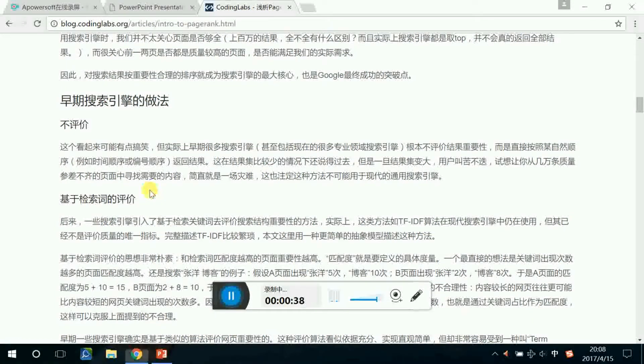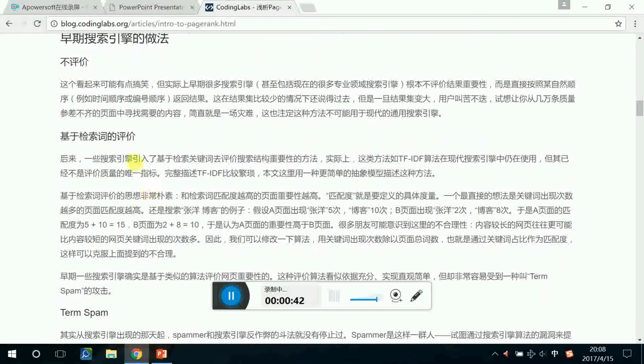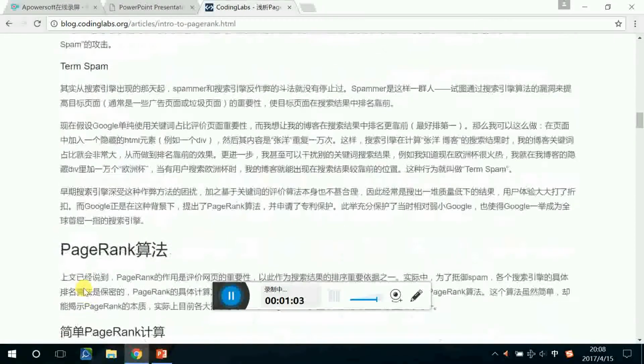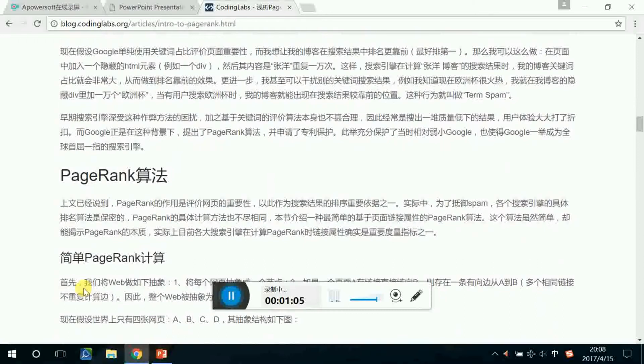Then there's an evaluation based on keywords. For example, the TF-IDF algorithm. The higher the matching rate is, the better a page is, and so is its rank. However, this method may be cheated by a cheating technique called term spam. And finally, here comes PageRank.